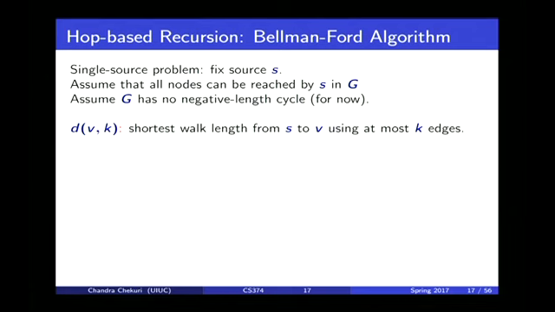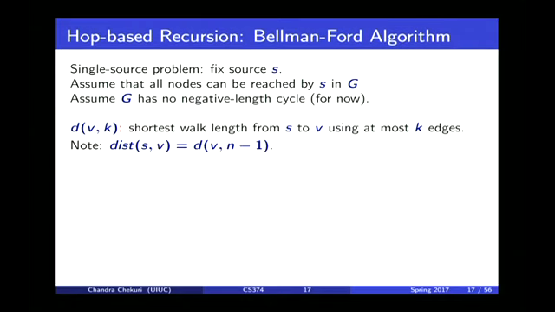What is d_v^k? It's the shortest walk distance from S to V using at most k edges in the walk. Is the definition clear? Among all walks from S to V using at most k edges, what is the shortest walk length? Simple definition, right?